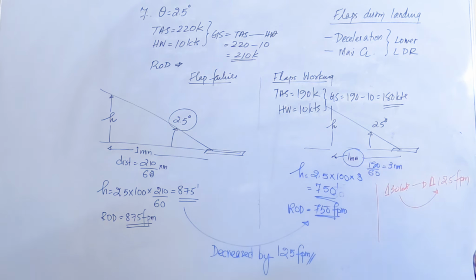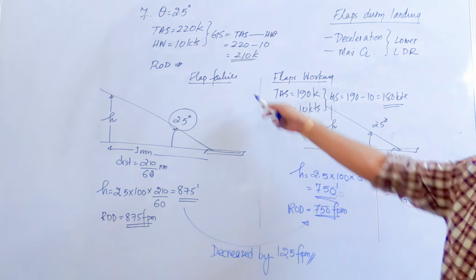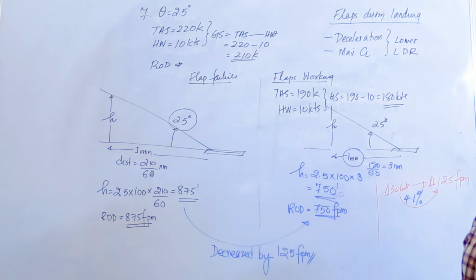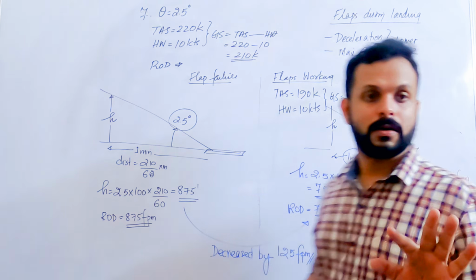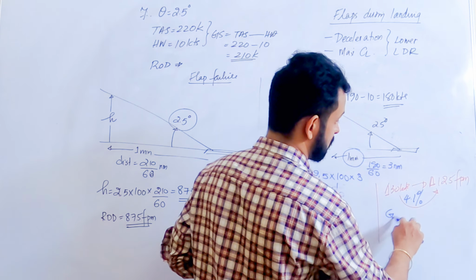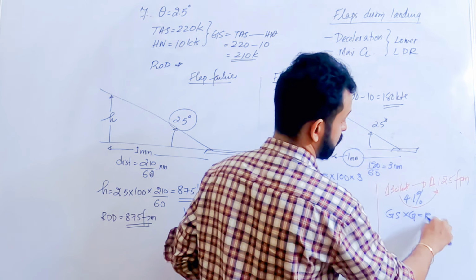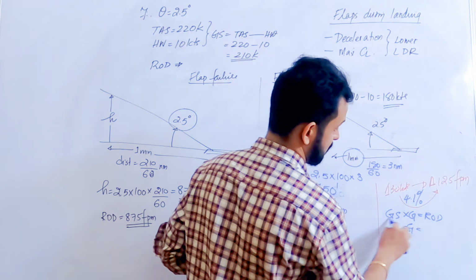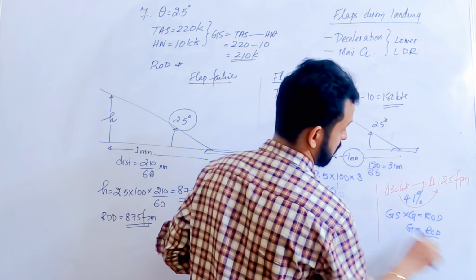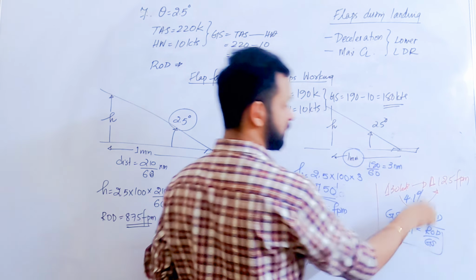Is the gradient, right? How much is that? Like 125 by 30, I can do it straightly. That's right. 4.1 something. Yeah, 4.1 percentage will be your gradient. For 3 degrees it's going to be 5. For 2.5 it's going to be 4.1%. Do you understand? We are multiplying the ground speed here with gradient, and that is going to give you rate of descent. And you can see this equation for gradient is rate of descent divided by ground speed. So we have derived all these things from that only.